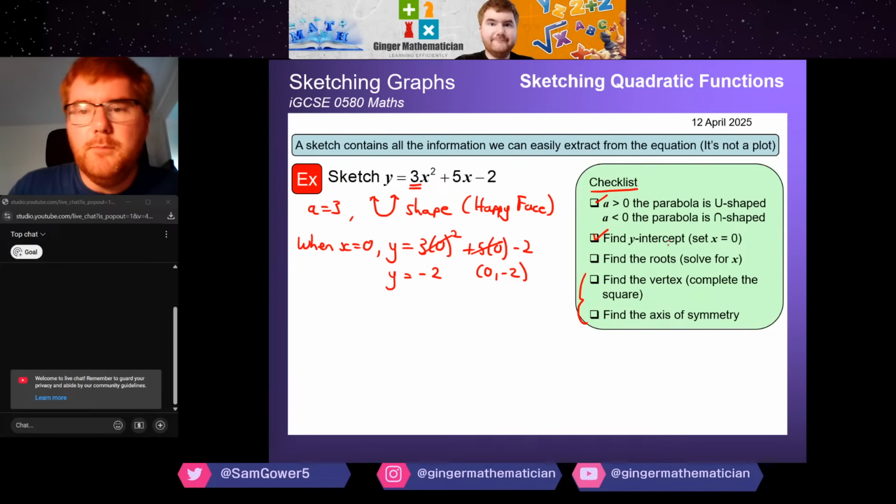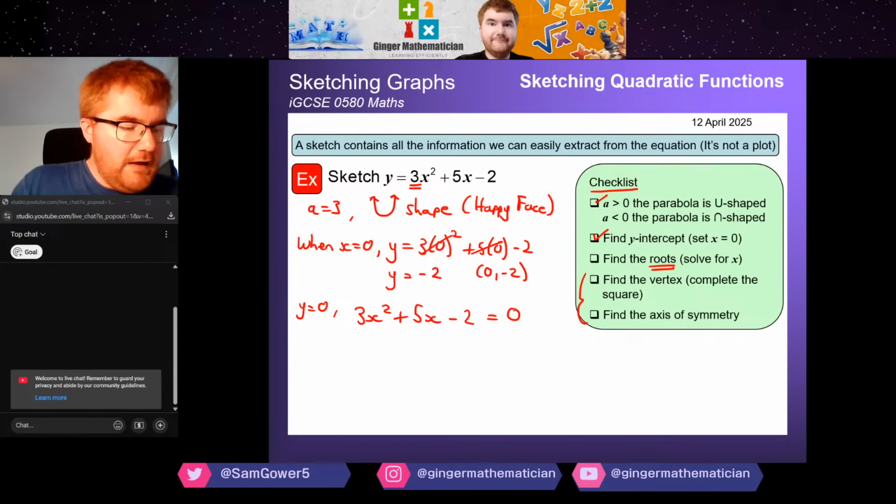Now we do the difficult part, which is to find the roots. So we solve for x. That means we want to have y as 0 now. So that means we're going to have 3x squared plus 5x minus 2 is equal to 0.